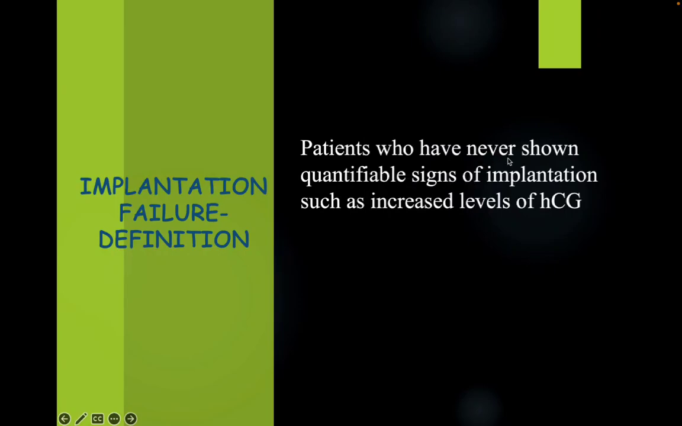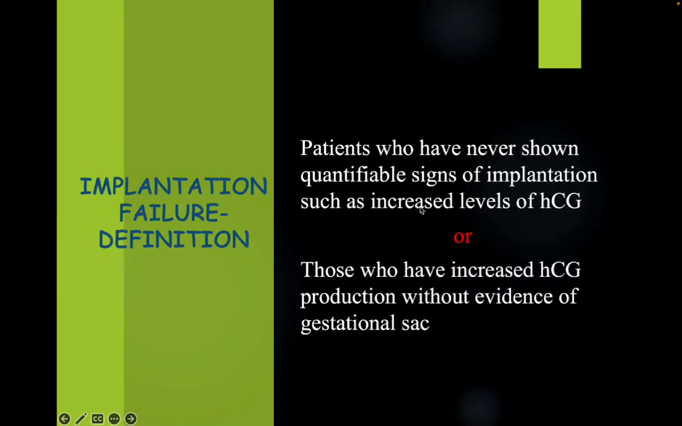So implantation failure includes patients who have never shown a quantifiable sign of implantation, or even if the quantifiable signs of implantation are there, there is no evidence of gestational sac. That also is implantation failure. A mere increase in beta HCG doesn't mean implantation. That will come under implantation failure only. It means implantation started but it failed.